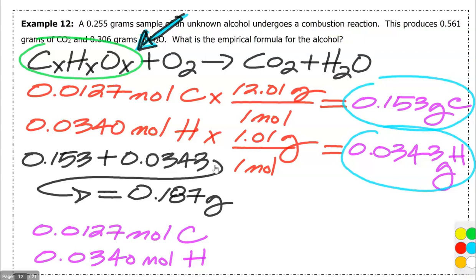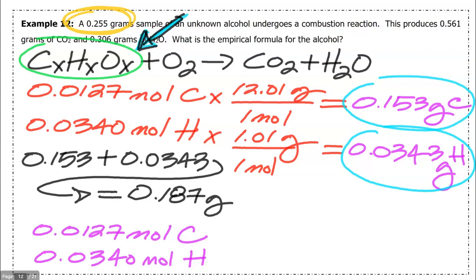So what this value is, it's combining the carbon and the hydrogen. So whatever is left over has to be oxygen. So what we're going to do is take the starting number that they gave us, and the starting number they gave us is right here, 0.255 grams of the alcohol.